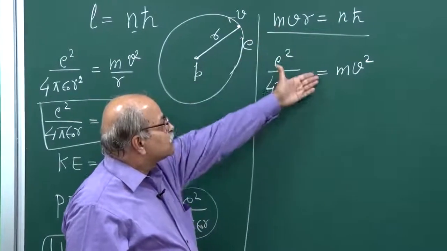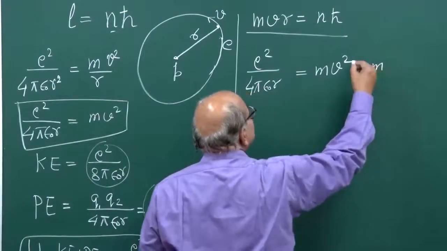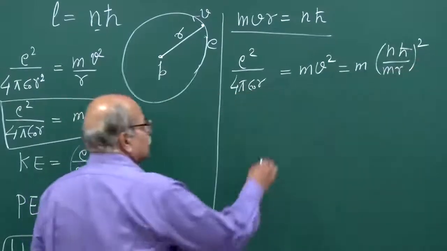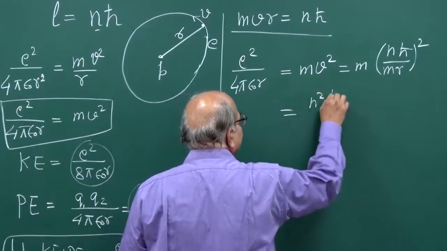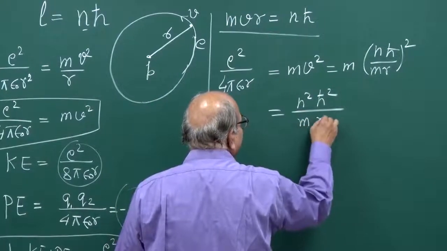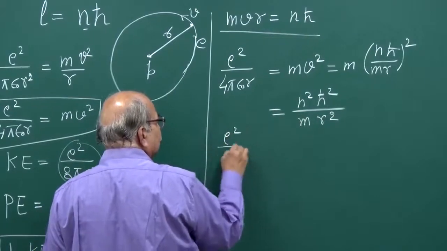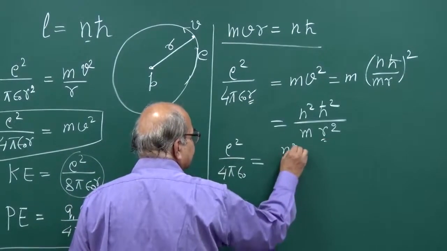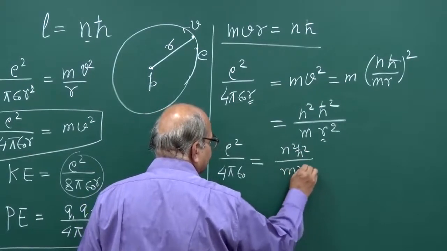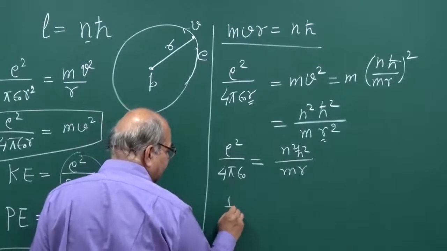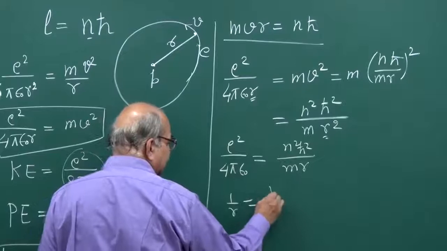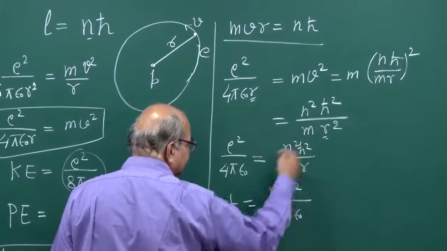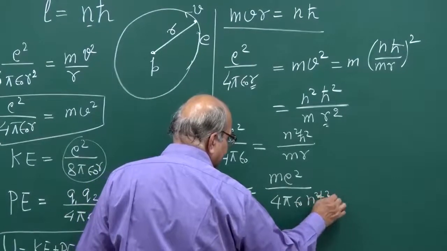So get v from here and put it here. So this will be equal to m times n square h cross square divided by m square r square. So this is equal to n square h cross square divided by m r square, and therefore E square over 4 pi epsilon naught is equal to n square h cross square divided by m r. So what is 1 by r from here? 1 by r is equal to m E square divided by 4 pi epsilon naught, and then n square h cross square on this side. So that is 1 by r.